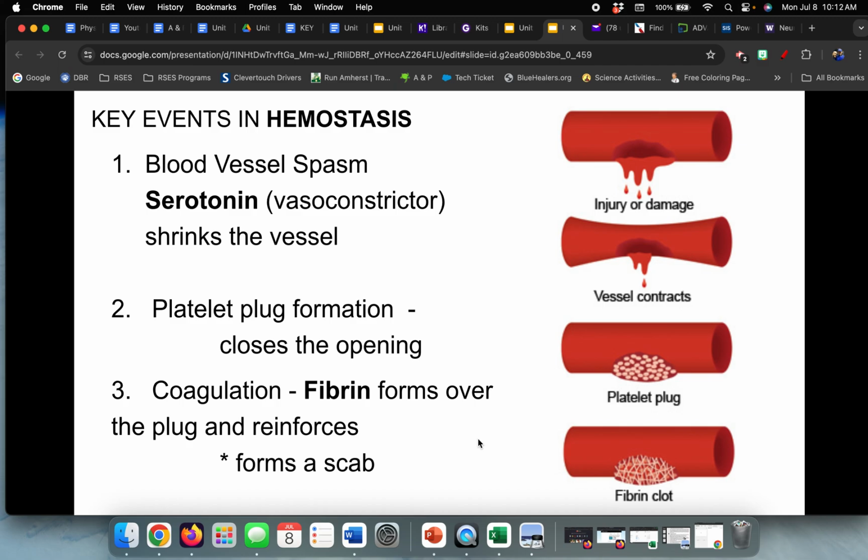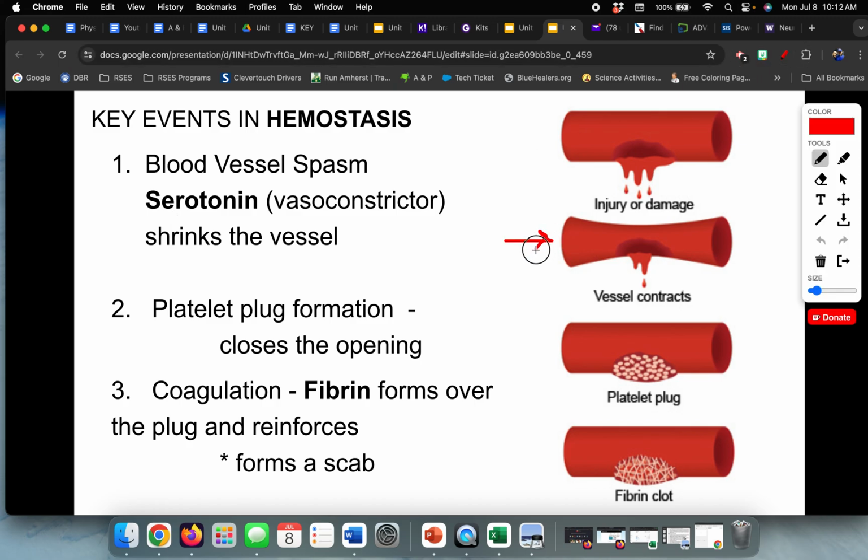So how's this hemostasis work? All right, well, you see there's an injury or damage to the blood vessel. So the blood vessel spasms and serotonin is released to shrink the blood vessel, which is what you see here. So we want to shrink it so less blood's getting into it, so less blood's coming out. Then a platelet plug formation comes up and closes the opening. We said it kind of forms a plug, and then eventually fibrin forms over that and clots it, and that's what a scab is.